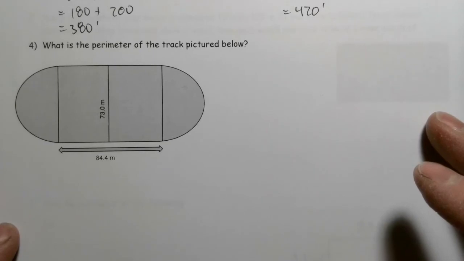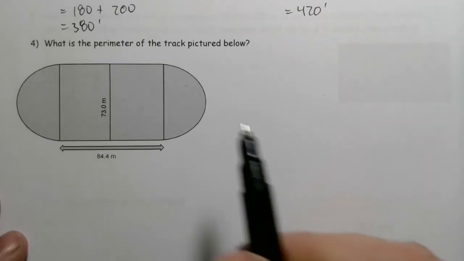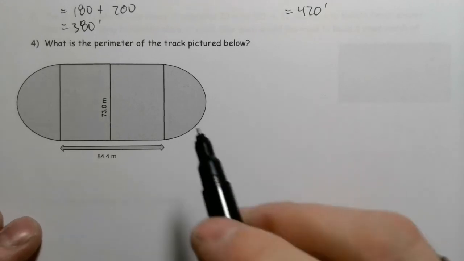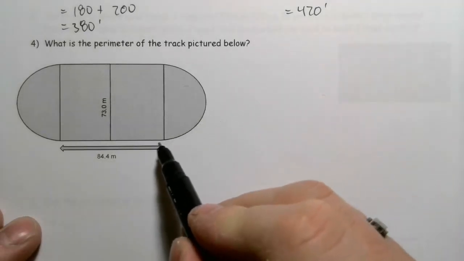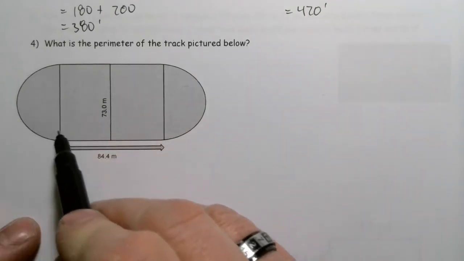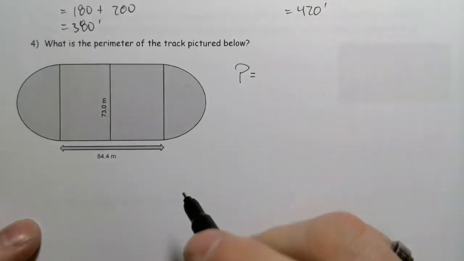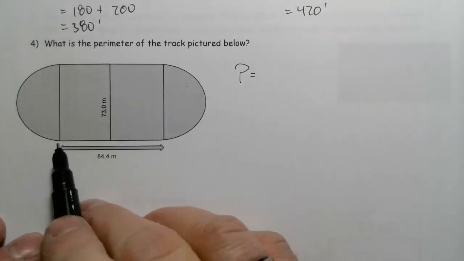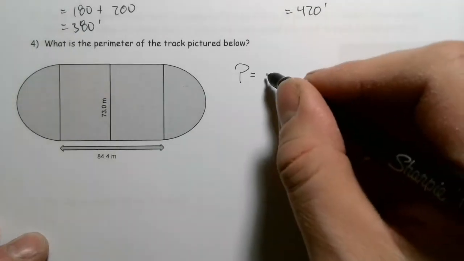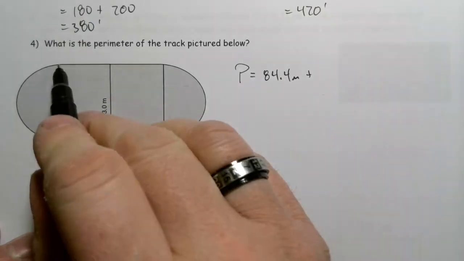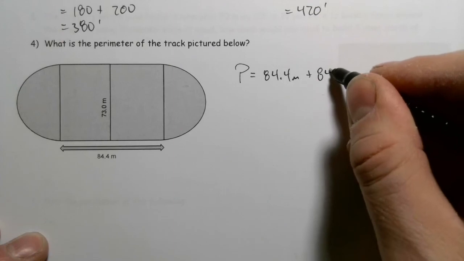Now, what is the perimeter of the track below? Okay, so we're looking at the perimeter of the track here. One of the things we have to assume is that this piece right here is kind of a half circle, and this piece over here is another half circle. So our perimeter around the whole thing here is going to be this length right here, this 84.4 meters plus 84.4 meters.